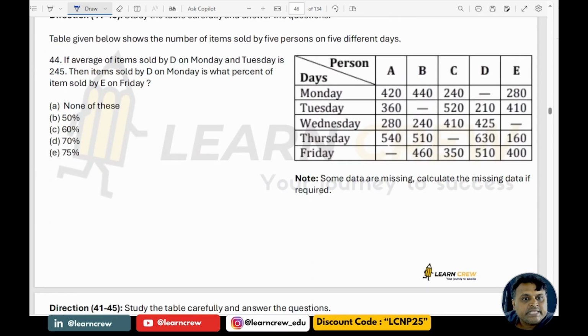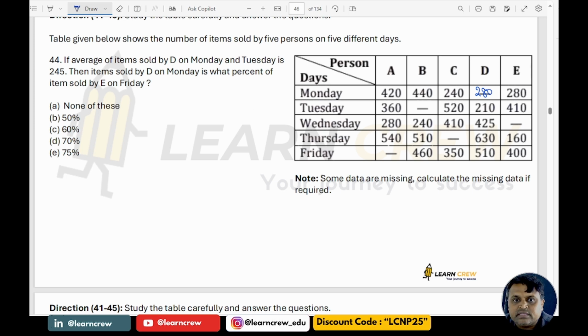Next, if the average items sold by D on Monday and Tuesday is 245. So D on Monday and Tuesday has an average of 245. Average 245 means the total is 490. So it has to be 280.